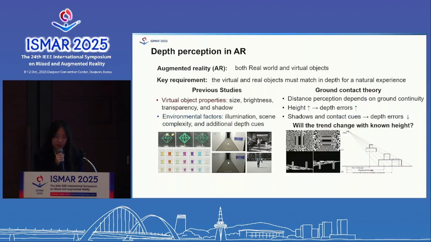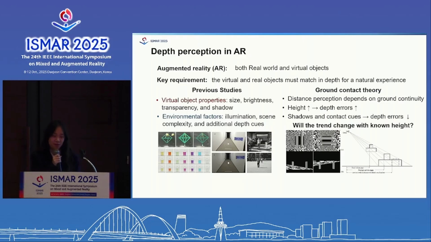In augmented reality, people see both the real world and the virtual object at the same time. So a key requirement is that the virtual and the real object must match in depth for a natural experience. Many previous studies have shown that virtual object properties like size, brightness, transparency, and shadow influence depth perception in AR. What's more, environmental factors like illuminance, scene complexity, and additional depth cues also play an important role.